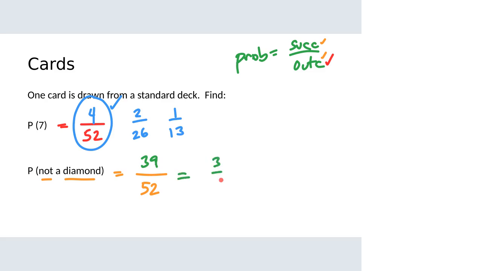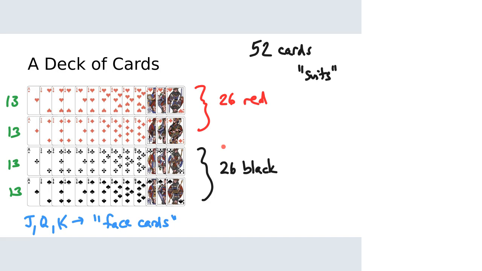You could reduce that down to 3/4 if you wanted to, but 39 out of 52 is just fine. If you put 3/4 as an answer here, it'd be correct. So that's perfectly fine. If you were to see it that way right out of the gate, if you're like, well, 3/4 of the cards here aren't diamonds, so my probability is 3/4.